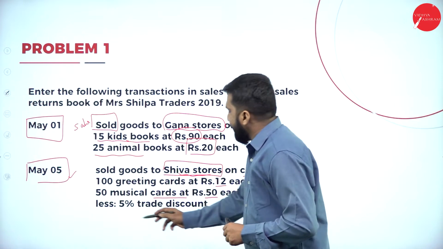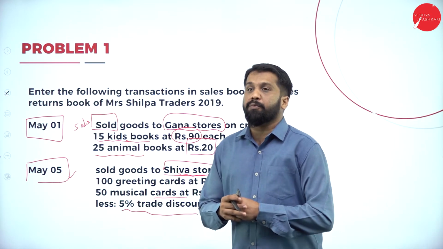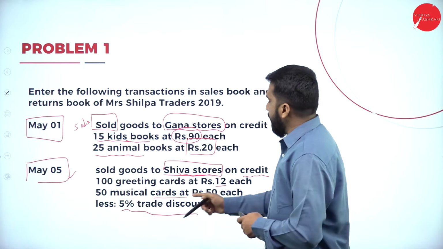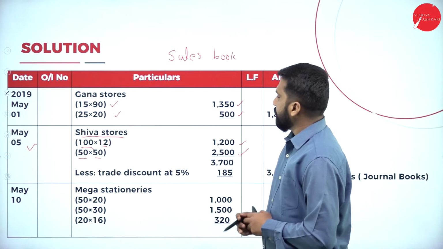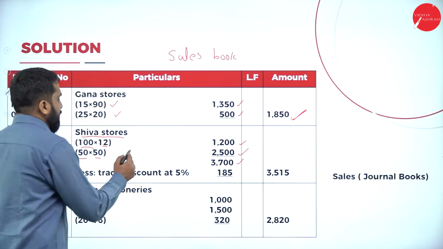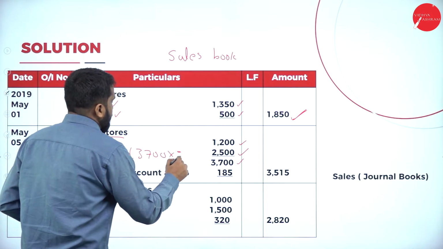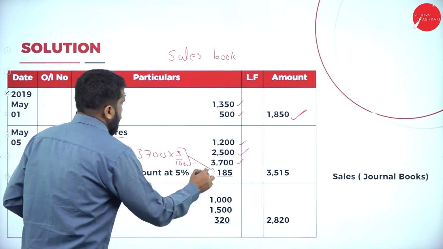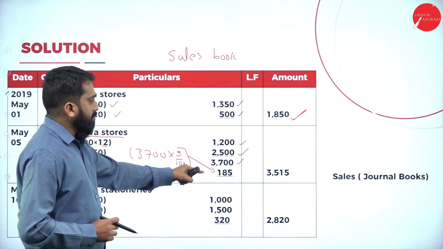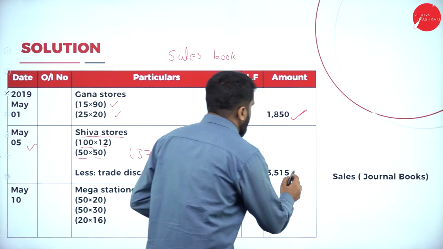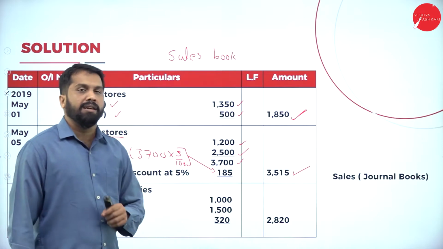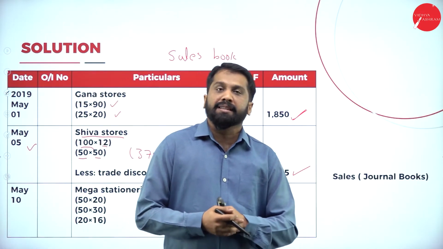Now, out of 3700, we'll go back to your question. As per the question, they have given less 5% trade discount. Very important. I'll explain what trade discount is once I'm done with this calculation. Now, what is your total? 3700. On that 5%, how much? 3700 multiplied with 5 divided by 100 is 185. Any doubt? No doubt. Now, 3700 minus 185, your final answer is 3515. You should add everything, and finally you have to deduct the trade discount.